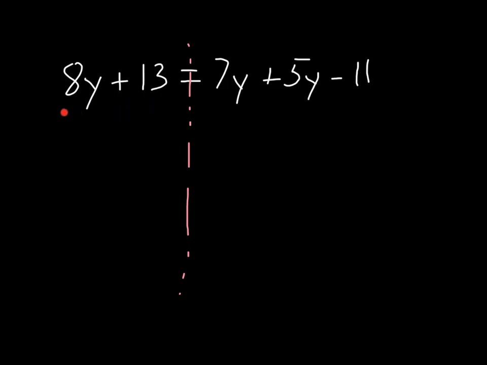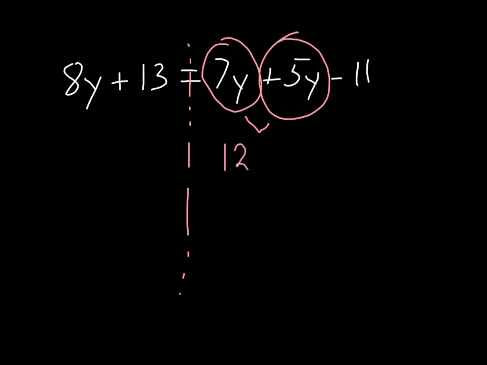Okay, so the first thing before I start solving, I'm going to try to simplify my side. So this left side over here has an 8y and a 13. Only one term has a y, the other one doesn't, so there's nothing to combine here. But on the right side, I have two y terms, so I can combine those two things. So I'm going to combine that 7y with the plus 5y. So that combined together is going to give me a 12y. And I'm going to bring down everything else I haven't done anything to yet. Right there. And the minus 11.